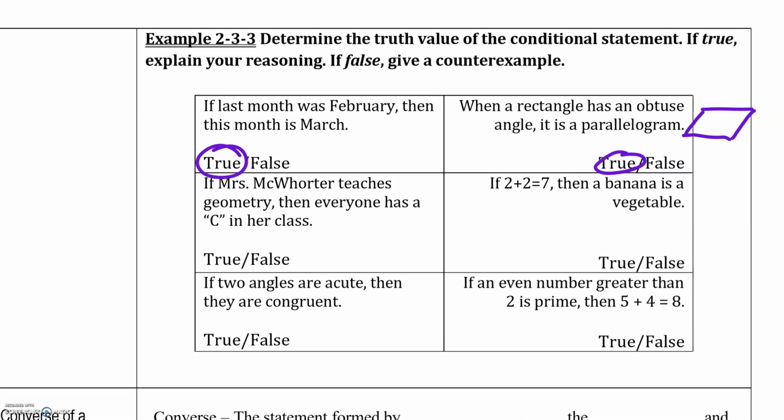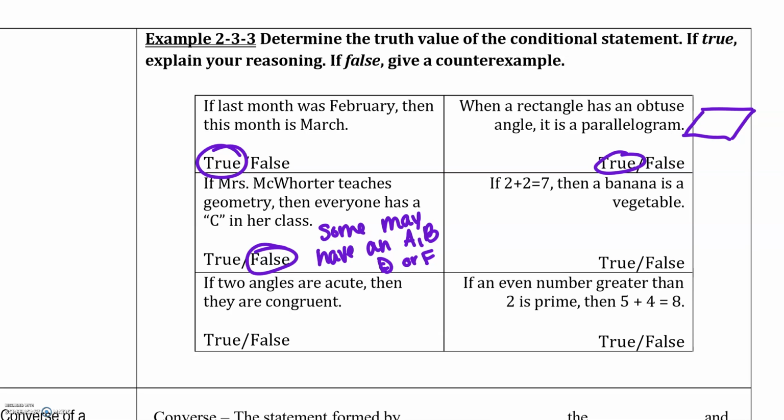If Mrs. McWhorter teaches geometry, which is true, then everyone has a C in her class. Well, that would be considered false because we know that not everyone has a C in her class. So if you can think of a counterexample, an example that would prove it false, then you circle false. So some may have an A, B, D, or F. Hopefully not, but hopefully they all have A's or B's.